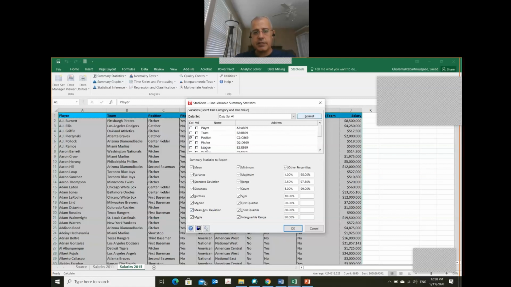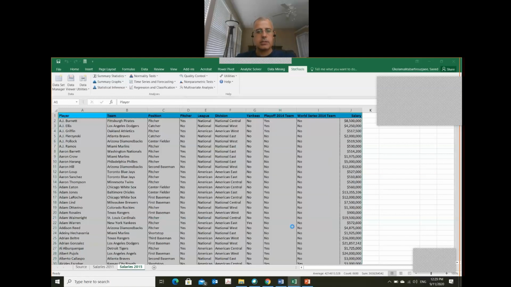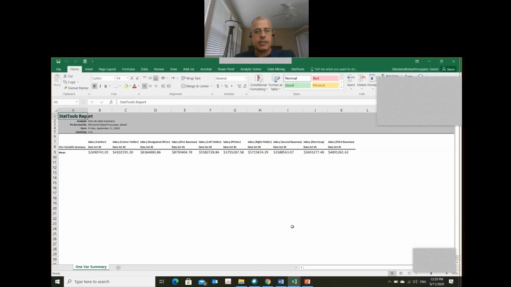And we can get different kinds of summary statistics. Suppose we just get the mean to see if the mean salary for different positions is the same, or if it is different, how much is the difference. For baseball players, other percentiles, no, we don't need. Now we just want to compare these categories. Okay.